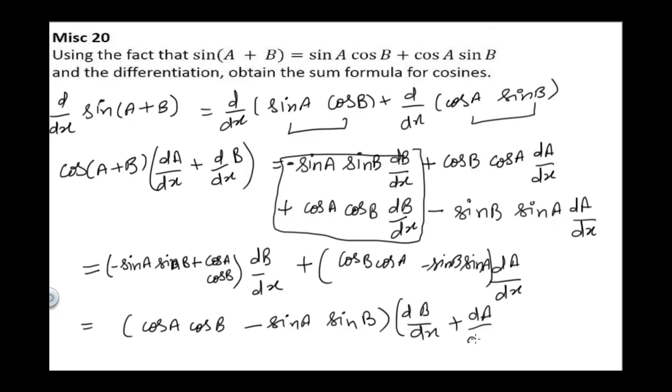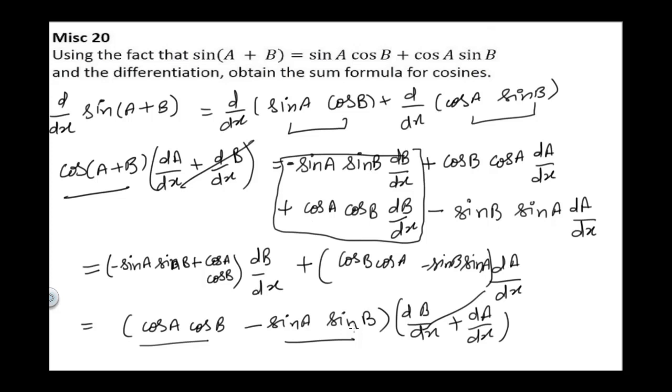Now you observe, this term is here and also here, so they get cancelled. We are just left with cos(a + b) = cos a cos b minus sin a sin b, which is actually the formula for the sum of angles for cosine. So using the formula for sine and differentiation, we got the formula for cos(a + b).